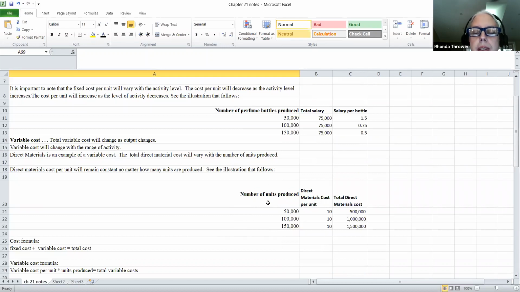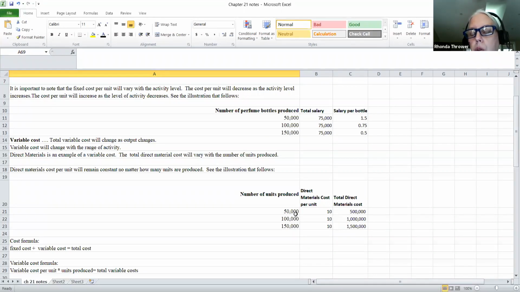Remember the perfume bottles? These were the number of units produced, so I just used those as the same as in this example here. We're talking about a variable cost such as direct materials. So we would need to know the direct materials cost per unit. Notice the direct materials cost per unit is $10 per unit. It stays the same, or it remains constant, no matter how many units are produced. What will change is the total variable cost. In this case, the total variable cost is the total direct materials cost.